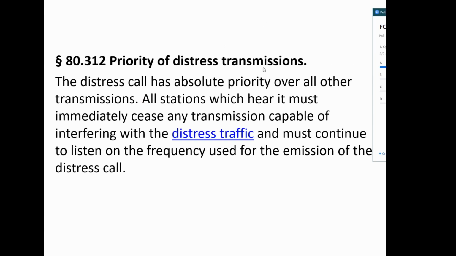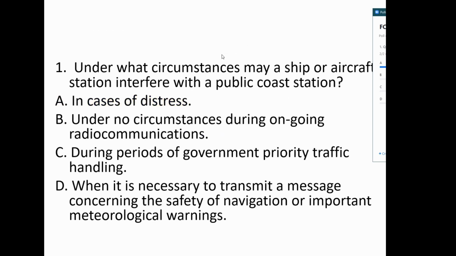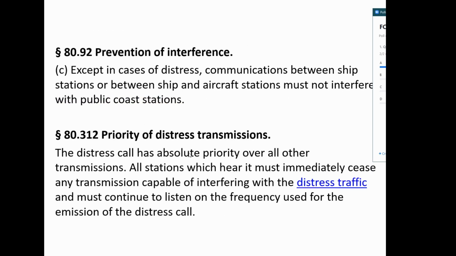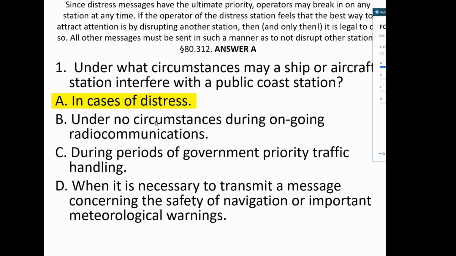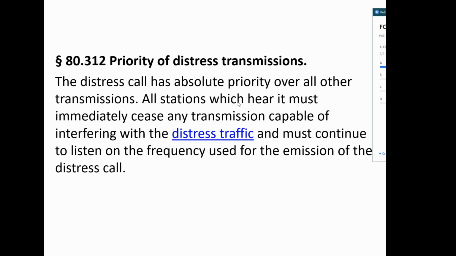Priority of distress transmissions. Didn't I already look at that? Oh, I didn't want to say that twice. My bad. I got to go back and correct that a little bit. Basically, I already went over this. I was going to delete it from the prior slide.